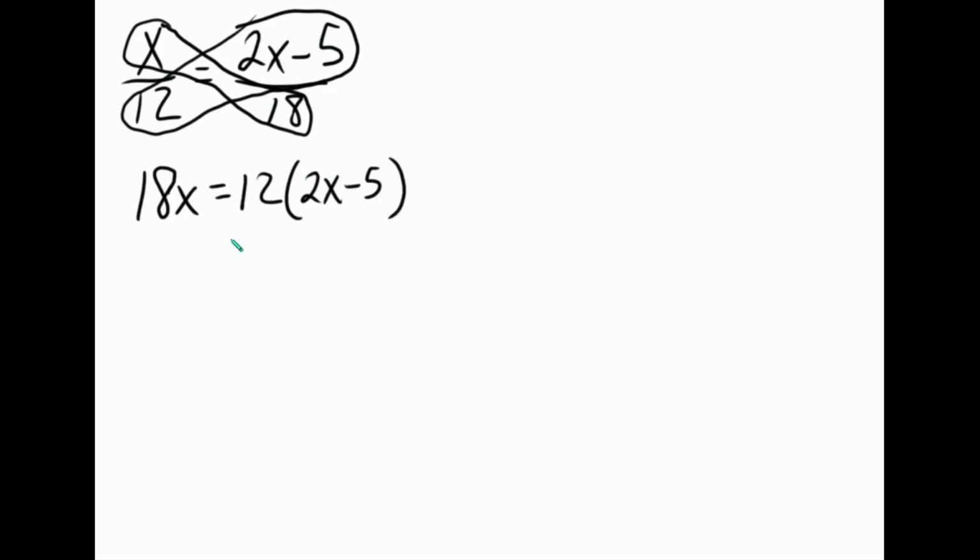Now I'm ready to distribute. 12 times 2x is 24x. 12 times minus 5 is minus 60. Then I'm going to bring down my 18x. Now I know normally I say pick on the smaller guy, get him to one side or the other. But in this case, I already have 18x over here by itself. So I'm going to pick on the bigger guy this time. I'm going to subtract 24x to cancel out the 24x and bring it to the other side. So I'm going to subtract 24x.